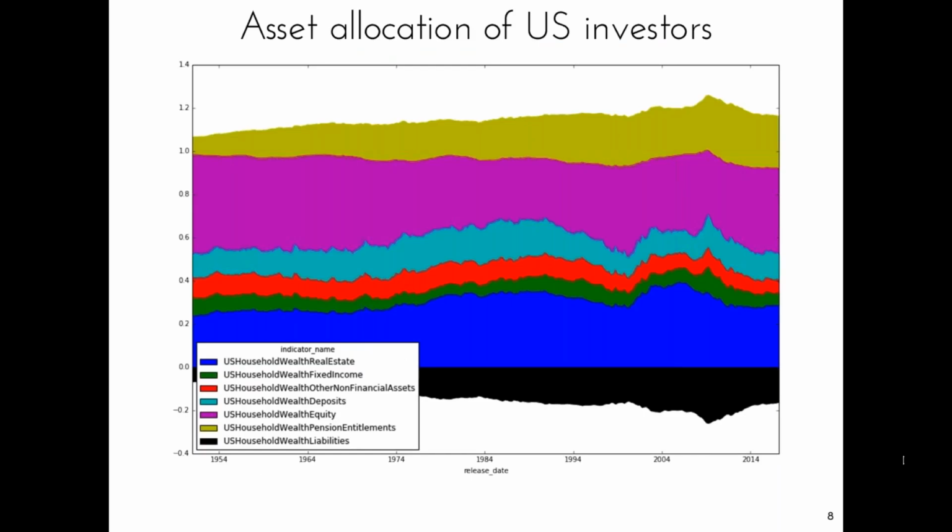Okay. So let's look at the asset allocation. I think we'll all sort of agree that over time allocation to equities has gone up, and over time the allocation to fixed income has gone down. You'll also see how pension entitlements have increased. The amount of money investors expect to get from their pensions and defined benefit plans has increased.